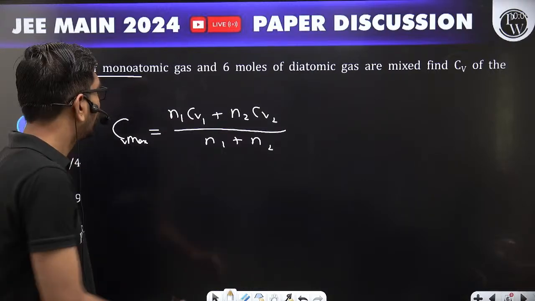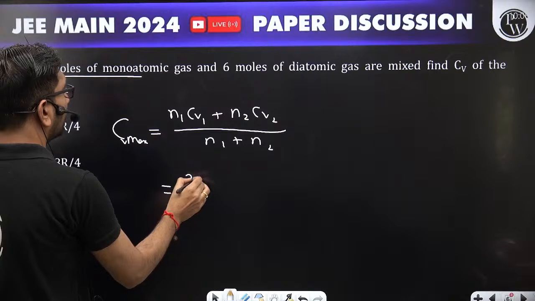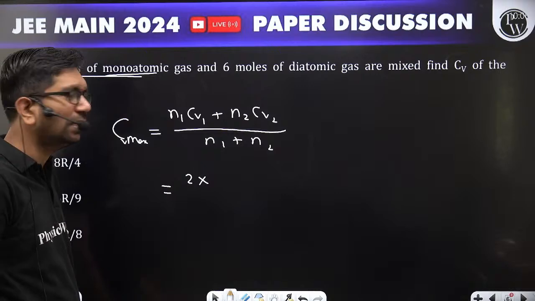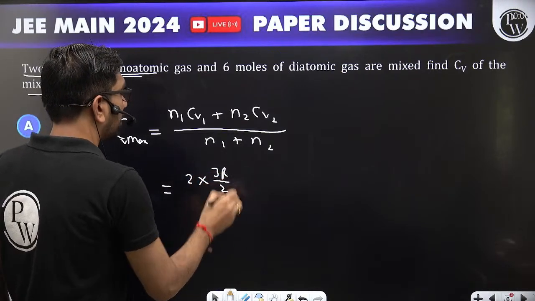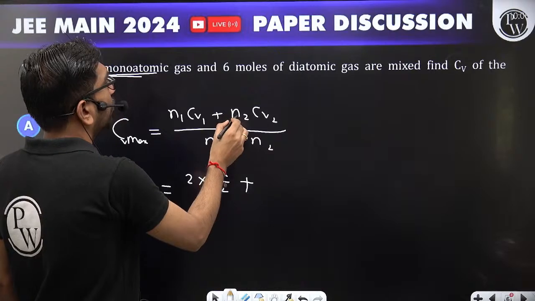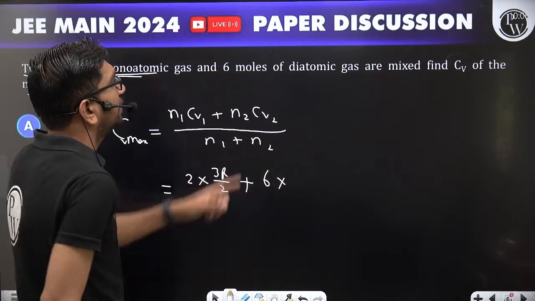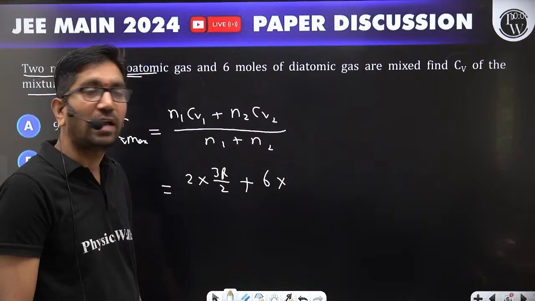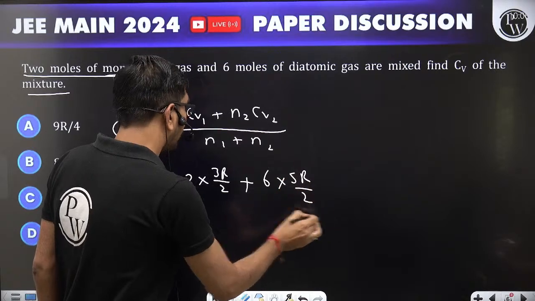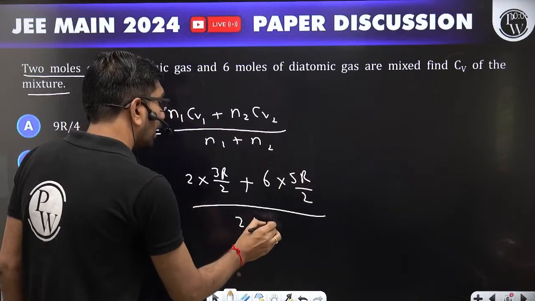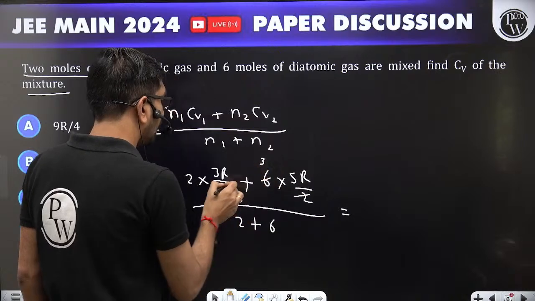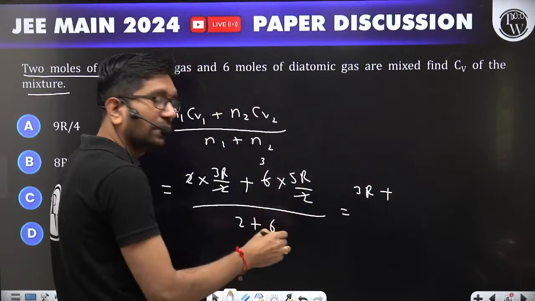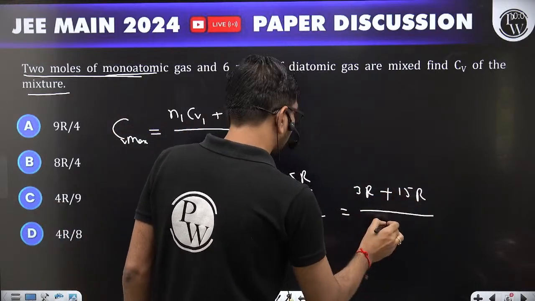Yes, beta. Chalo. N1 value is given as 2 moles and CV1 for the monoatomic gas becomes 3R by 2. Plus N2 value is given as 6, and CV2 for the diatomic gas becomes 5R by 2. Divided by N1 plus N2, which is 2 plus 6. The 2 gets cancelled, so here you have 3R, 5 threes are 15. Here you get 15R by 8.